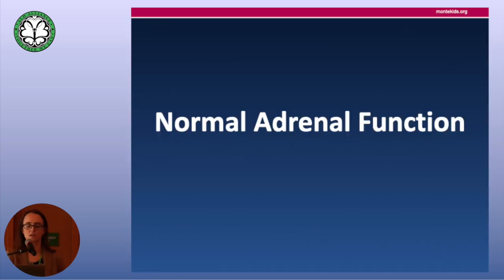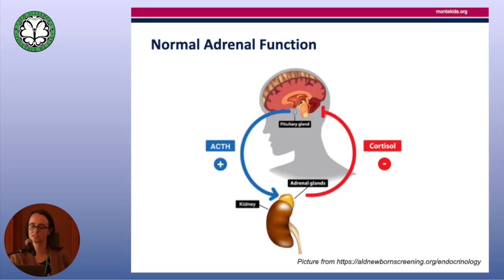So just really quickly to review normal adrenal function for the non-endocrinologists in the room. Normally, you're going to have your pituitary gland, which sits at the base of your brain, making ACTH, which turns on your adrenal glands to make cortisol. And when you have enough cortisol around, there's some negative feedback that goes back up to the pituitary in the brain and says, turn off that ACTH.